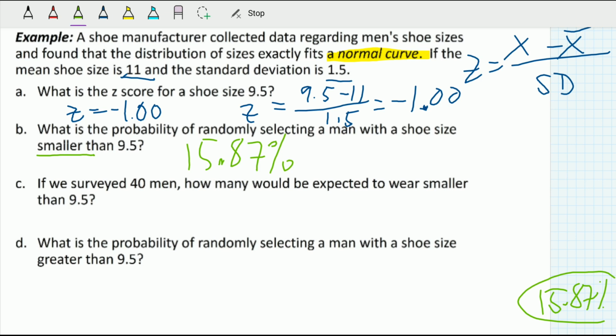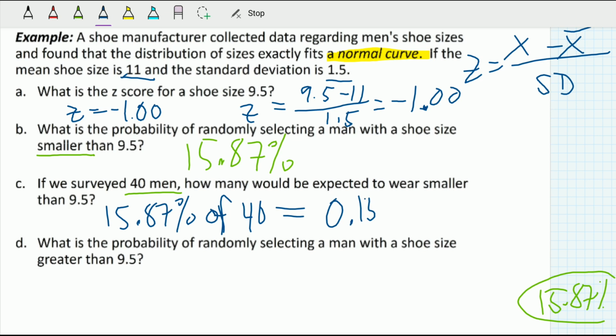So let's see the next question. If we surveyed 40 men, how many would be expected to wear smaller than 9.5? Well, we already know it's 15.87% of those people. And now, since they actually gave us a number, we can just do it. It'll be 15.87% of 40 men. And so we can calculate this by changing it back into a decimal, which is, I believe, the reason why in the table it already gives it to you as a decimal, but honestly, I don't really know. So then we would just multiply those two numbers, and that'll be the answer.